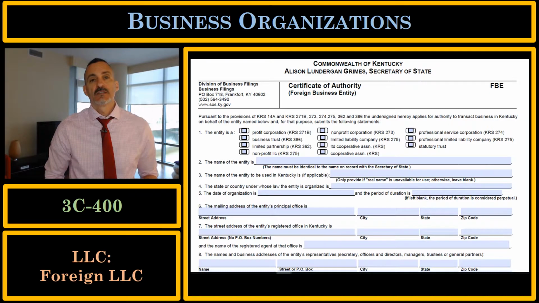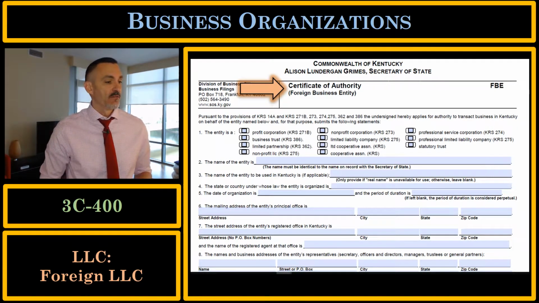So here's the Kentucky Secretary of State form for that. Look, it applies to any business entity, right? It's a certificate of authority for a foreign business entity. So it could apply for a corporation. This form equally applies if you want to be a foreign LLC transacting business in Kentucky. And you see, it applies to limited liability companies as well.